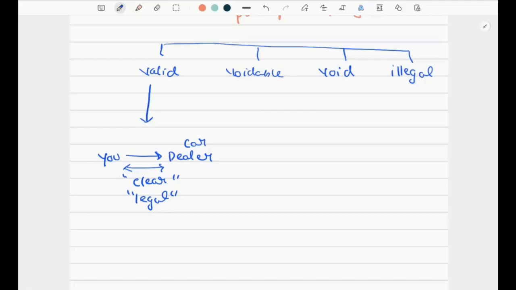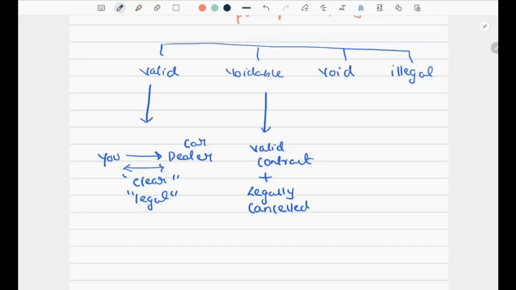Now coming to the next thing, the voidable contract. When we talk about the voidable contract, it is also a valid contract, but one thing is missing over here. It can be legally cancelled if the option of one of the parties.